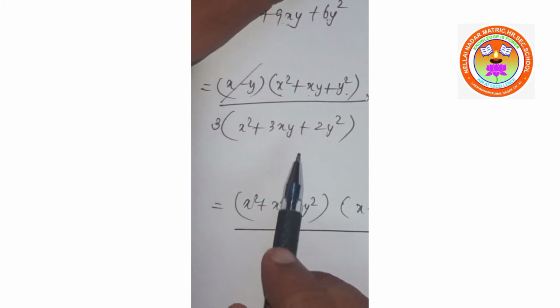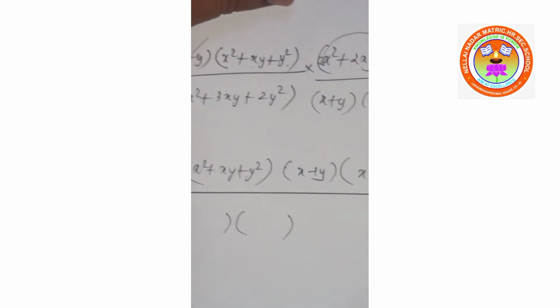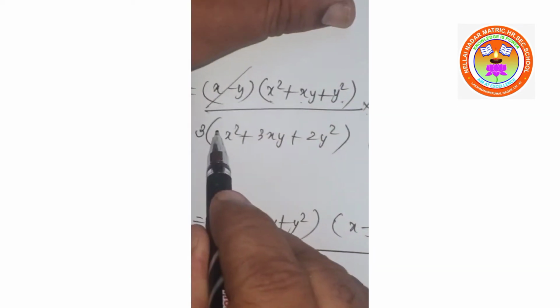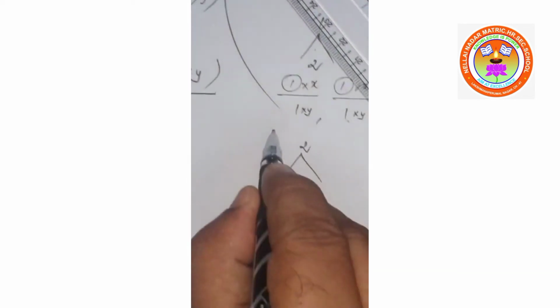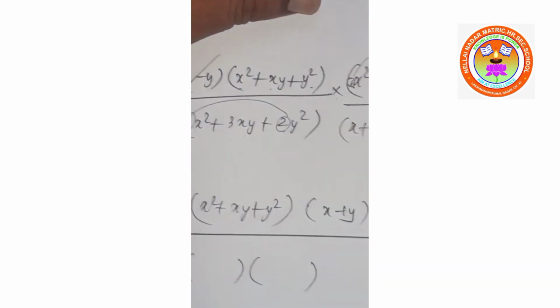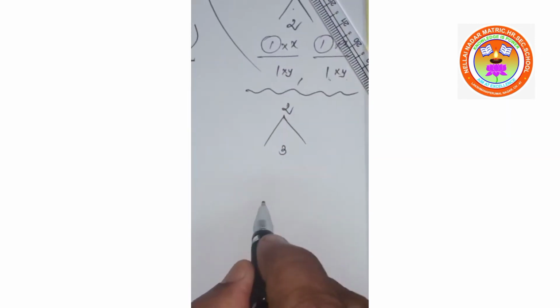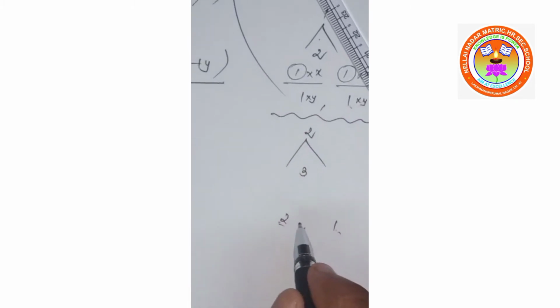Same procedure to be followed here. Write 3 first. We need the factors. Again we have to factorize. Coefficient of x² is 1, coefficient of y² is 2. 1 into 2, that is equal to 2. And the coefficient of xy equals 3. Product 2, sum 3, the two numbers are 2 and 1. 2 plus 1 equals 3, 2 into 1 equals 2.